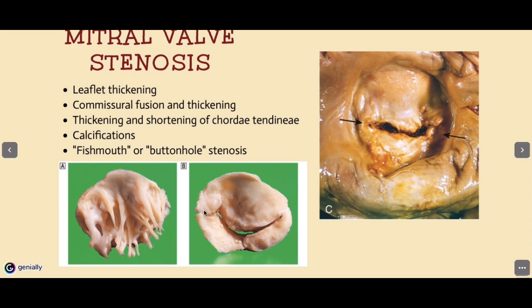So this is fusion right here. Okay, fusion right here. You can see commissural fusion and thickening as well. Thickening and shortening of chordae tendineae, okay, such as demonstrated here. You can see some thickening of the chordae tendineae here. Calcifications are often seen, as shown in this image on the right. So you can see these yellowish deposits which represent the calcification. And all of these combine together to give rise to this appearance of fishmouth or buttonhole stenosis.